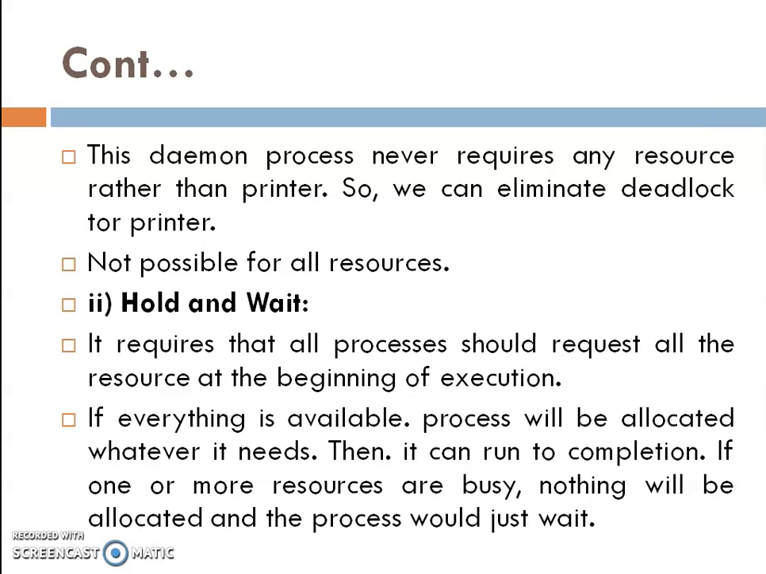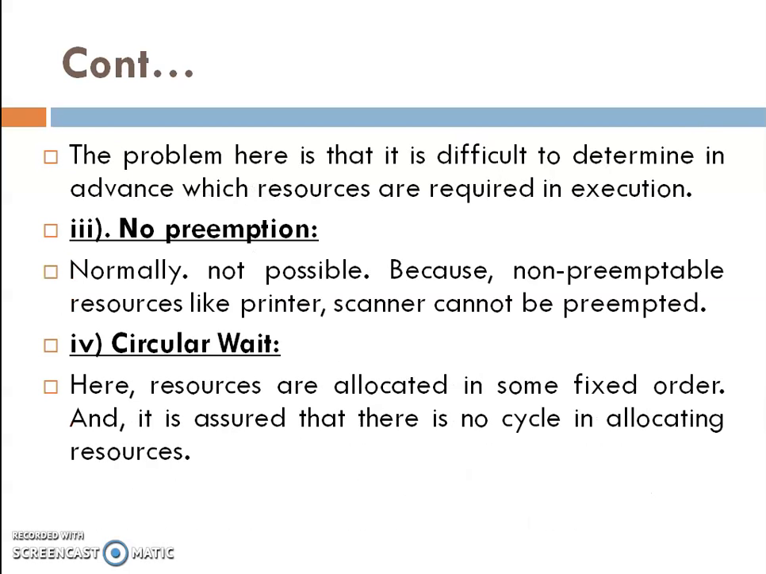Second, hold and wait. It requires that all processes should request all the resources at the beginning of execution. If everything is available, the process will be allocated whatever it needs. Then it can run to completion. If one or more resources are busy, nothing will be allocated and the process would just wait. The problem here is that it is difficult to determine in advance which resources are required during execution.